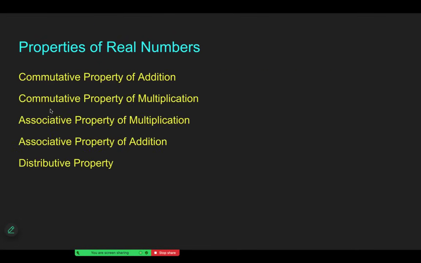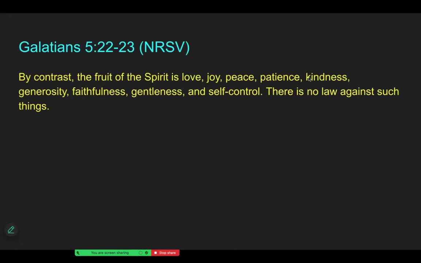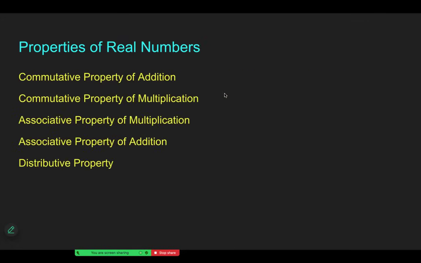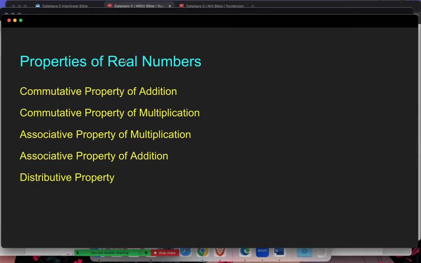And similarly, we're going to take a look at some properties of real numbers, which are going to be the commutative property of addition, commutative property of multiplication, associative property of multiplication, associative property of addition, and the distributive property. 1, 2, 3, 4, 5, 6, 7, 8, looks like 9 of them. In this video, we'll have 5 properties of real numbers, but we have some more in a coming video.